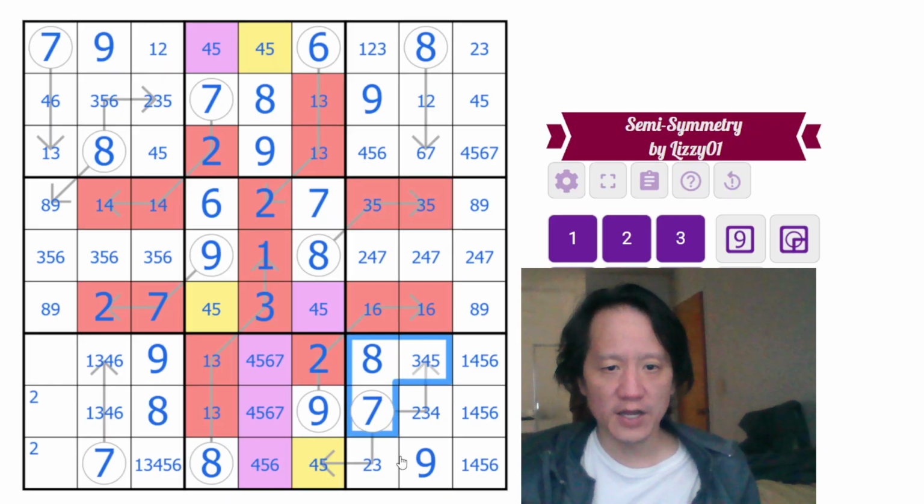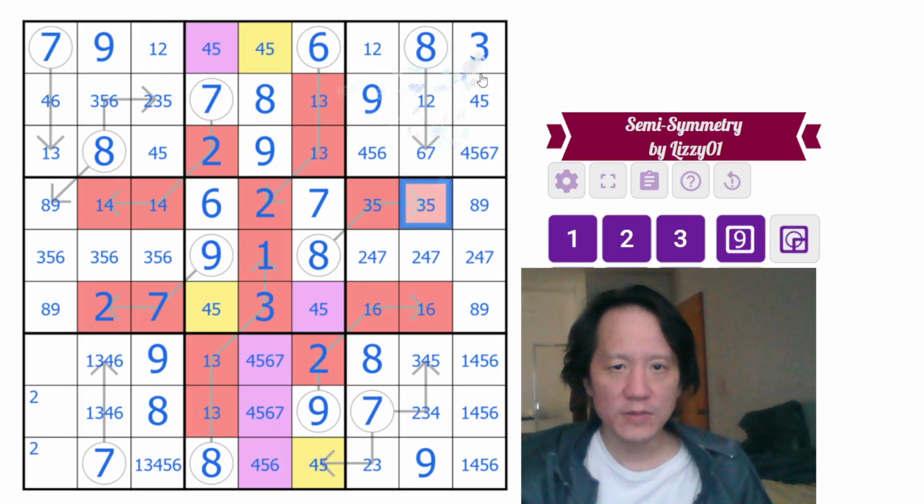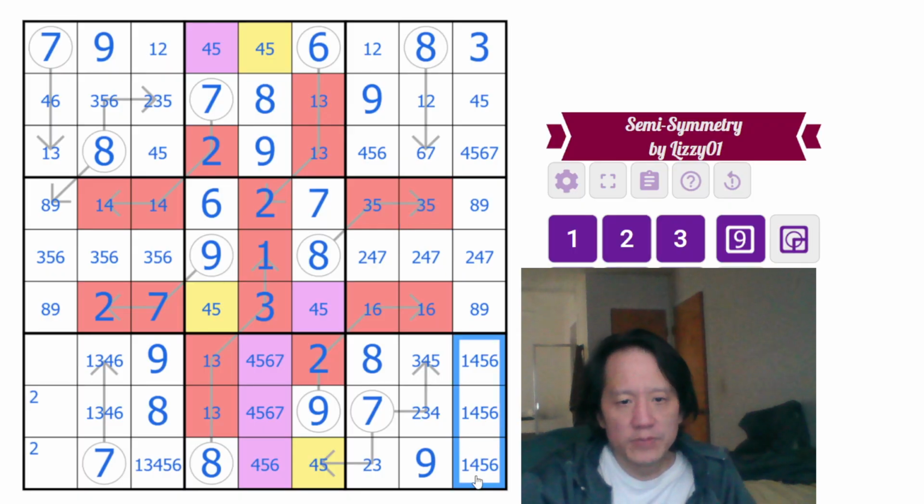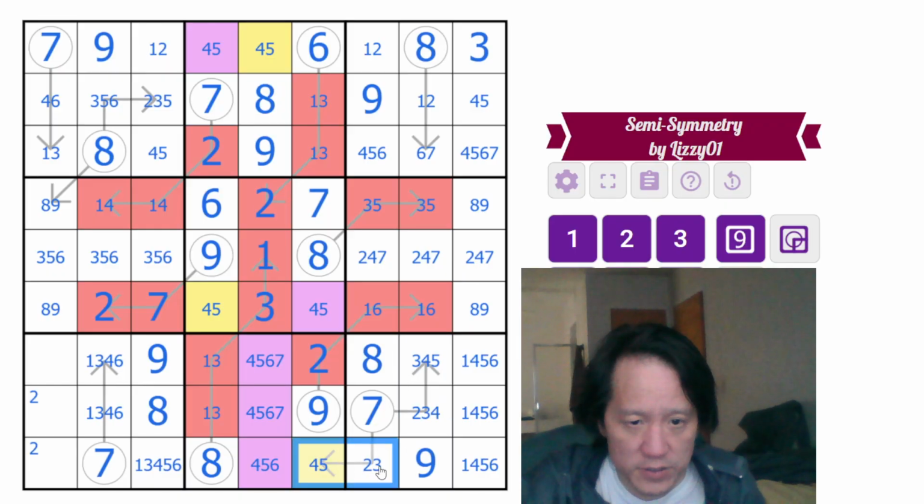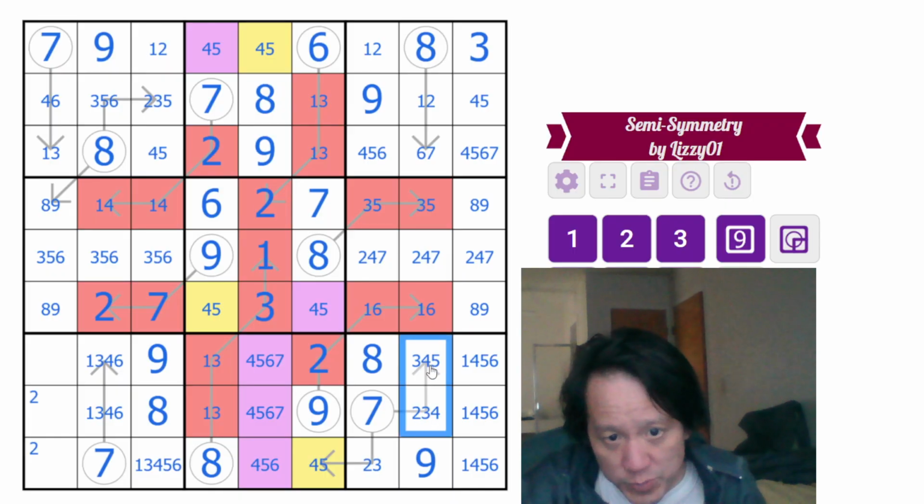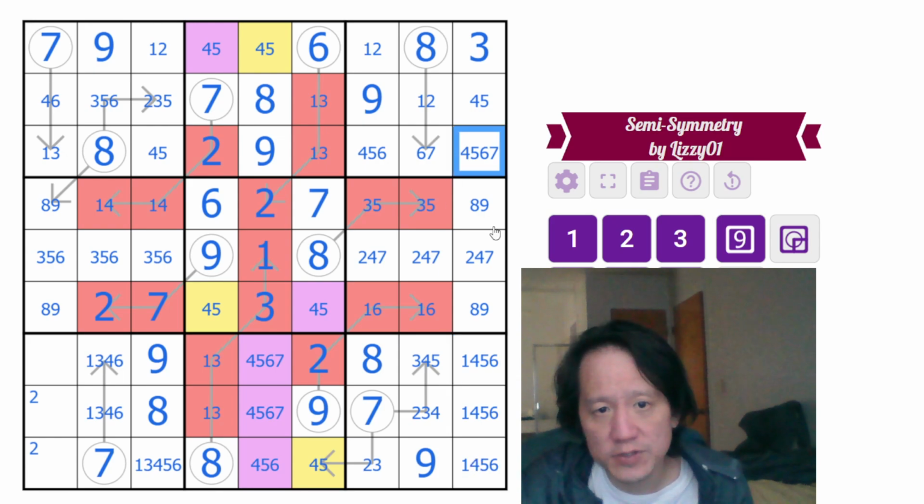So in column 7 and 8, we have all the 3's. Therefore, 3 cannot be in column 7 and 8. Therefore, this is not a 3, and this is a 3. That's 3 in the corner. This is 1, 4, 5, 6. This yellow cannot be here because it corresponds to this 2 or 3, and therefore would not correspond to this 2 or 3. So this is 3 or 5, right? This is 6, so this can never be 6.